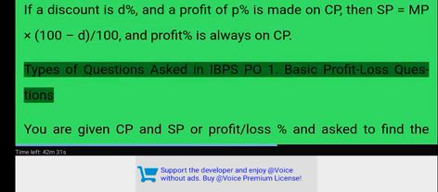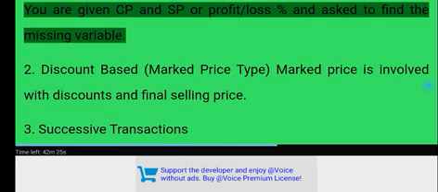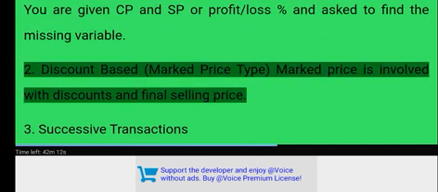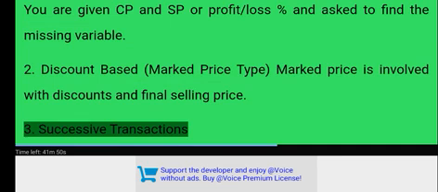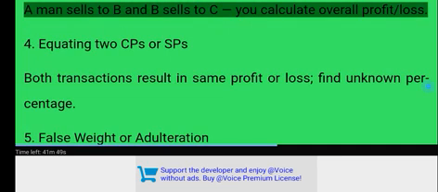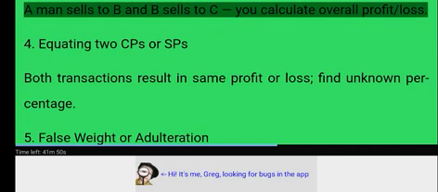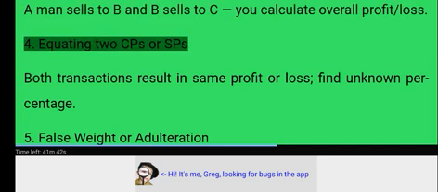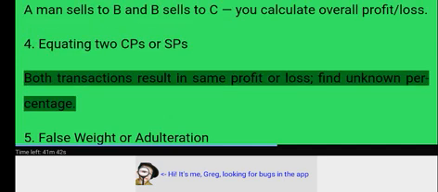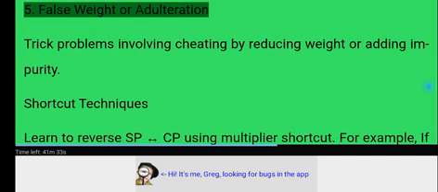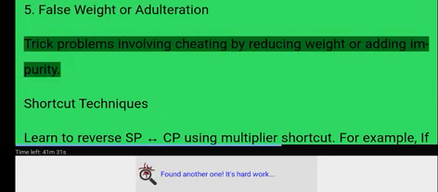Types of questions asked in IBPS PO. 1. Basic profit loss questions. You are given CP and SP or profit loss percent and asked to find the missing variable. 2. Discount-based marked price type. Marked price is involved with discounts and final selling price. 3. Successive transactions. A man sells to B and B sells to C. You calculate overall profit or loss. 4. Equating two CPs or SPs. Both transactions result in same profit or loss. Find unknown percentage. 5. False weight or adulteration. Trick problems involving cheating by reducing weight or adding impurity.